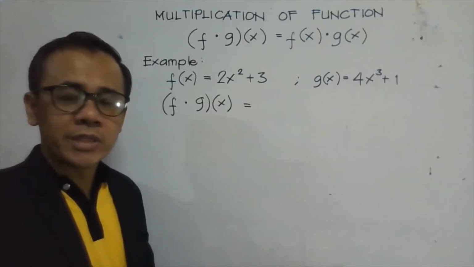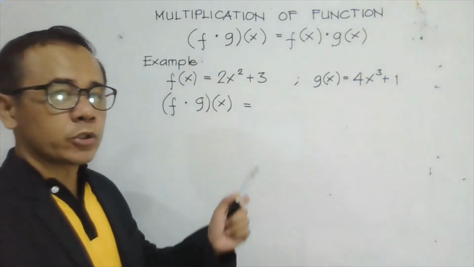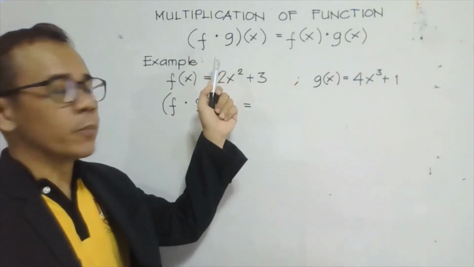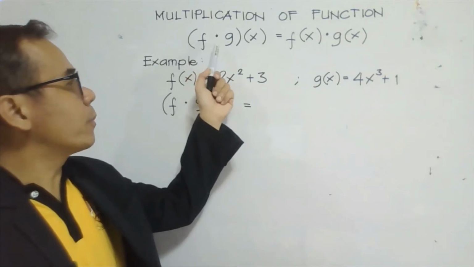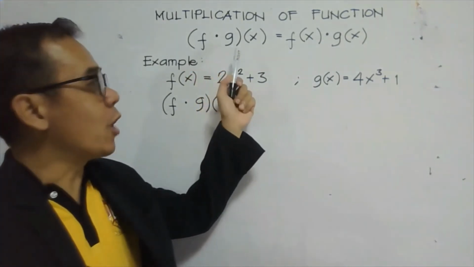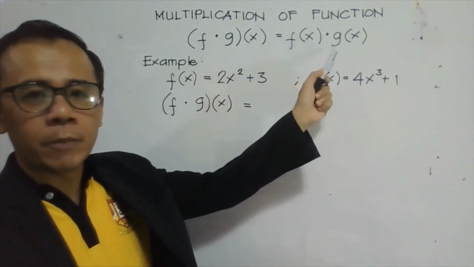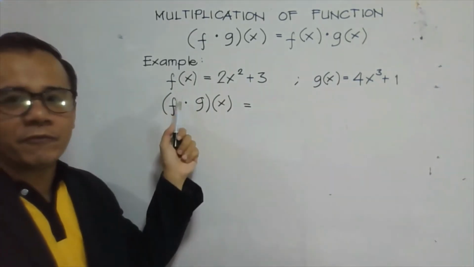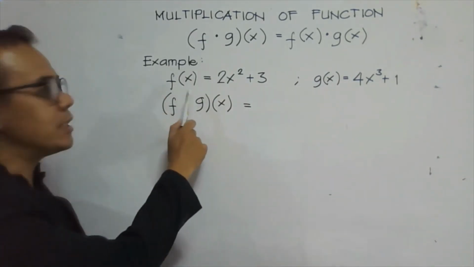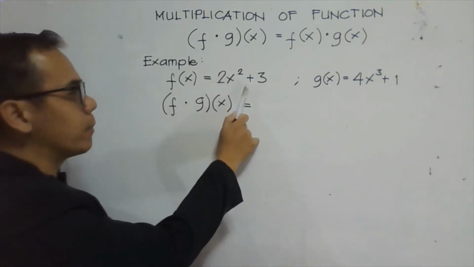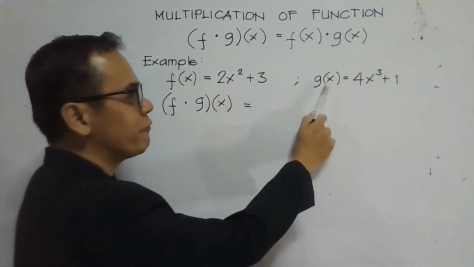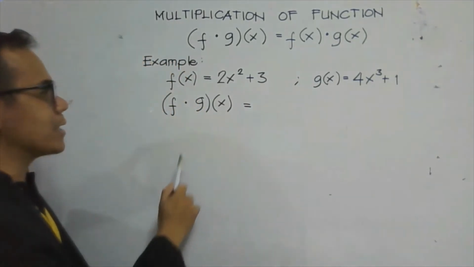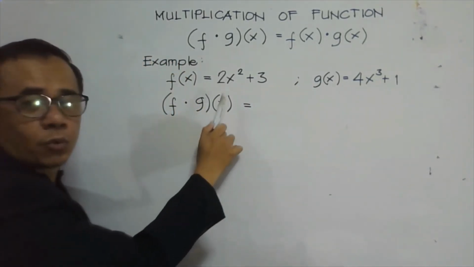Let us now proceed to the third operation of functions, which is the multiplication of functions. So we have this formula, the function of f multiplied by the function of g of x. So f of x multiplied by g of x. For example, we have this given. Our f of x is equal to 2x squared plus 3, and our g of x is equal to 4x cubed plus 1, and we are asked to find the product of these two functions.